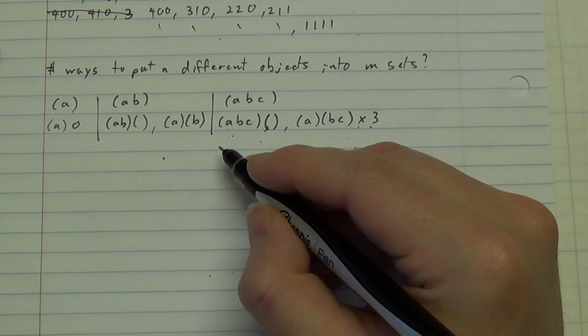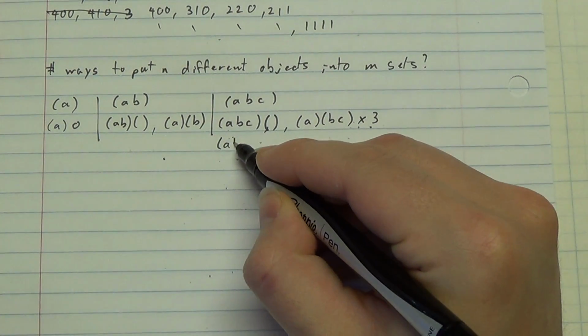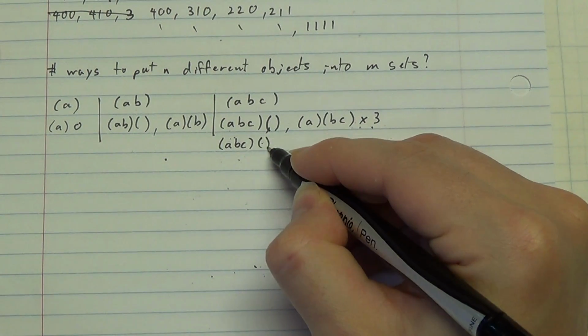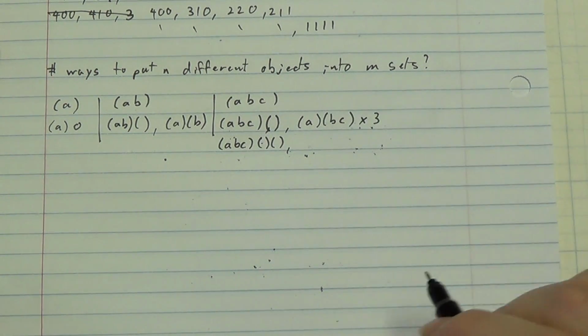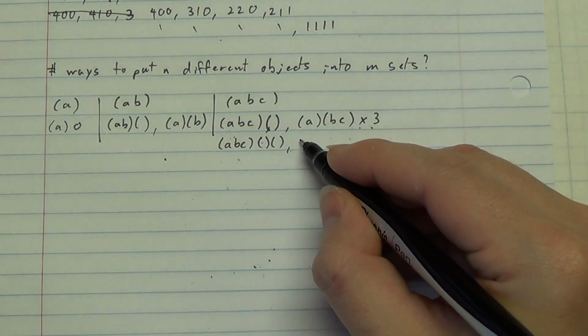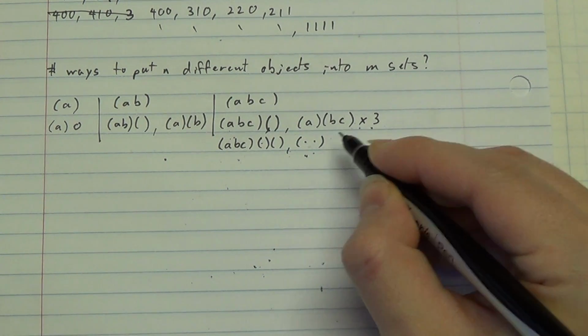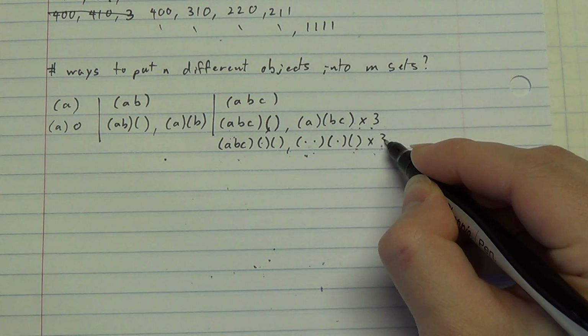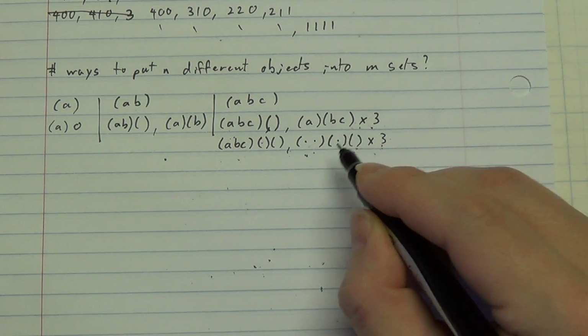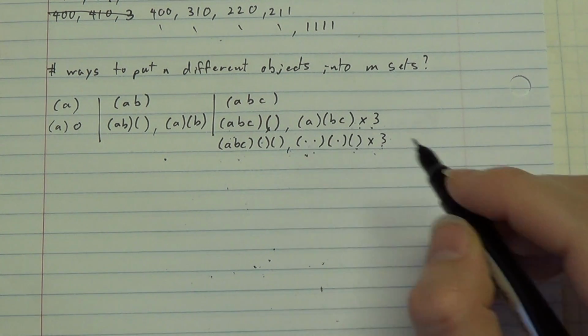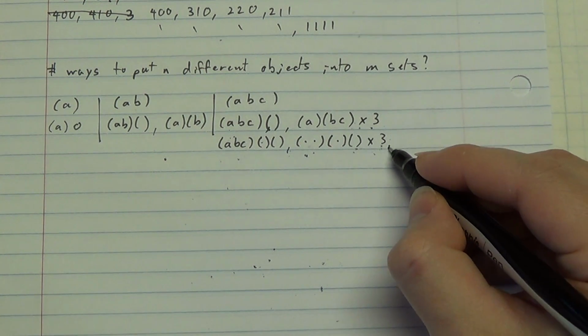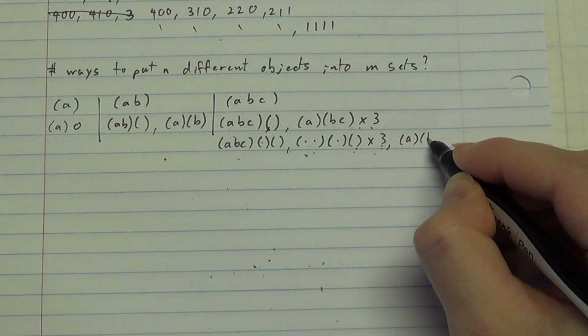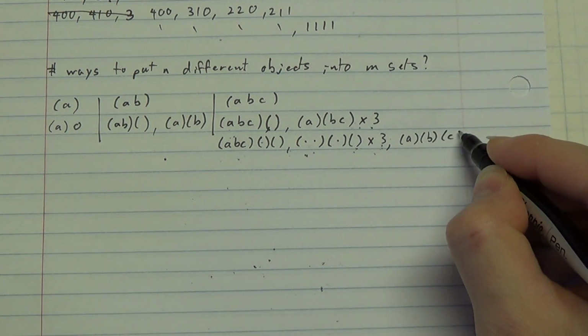All right, and with 3 sets, we could again have them all in the same set. We could have 2 in one set and 1 in another, and there's 3 ways to do that, with an A here, a B here, or a C here, and the rest over there. Or we could have everybody in their own set.